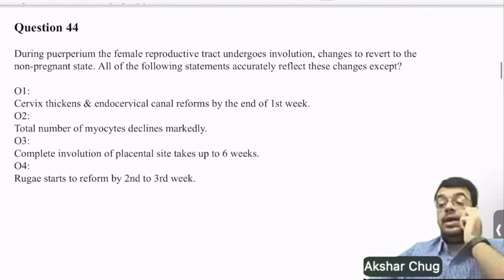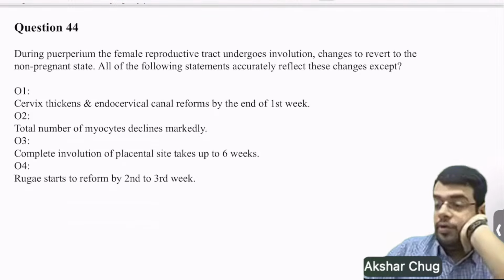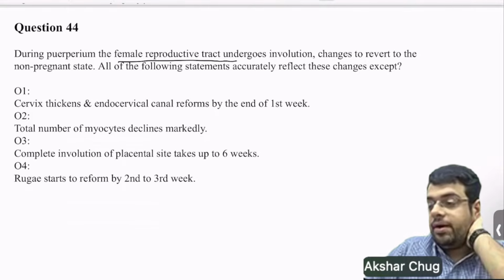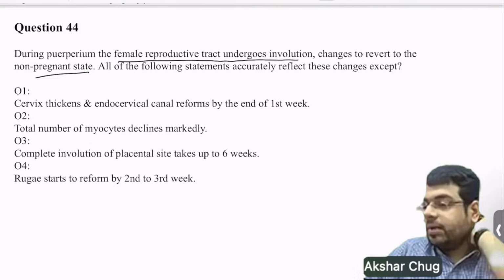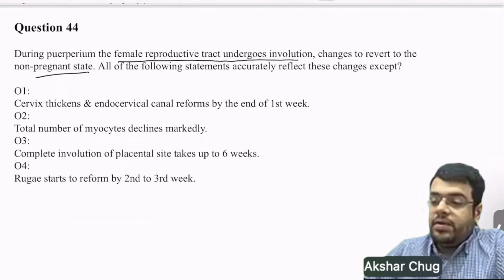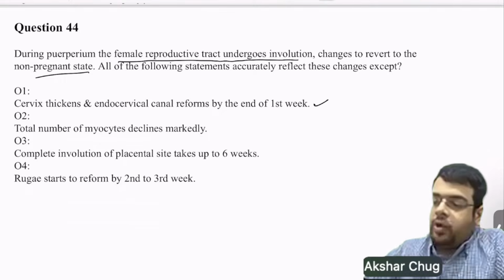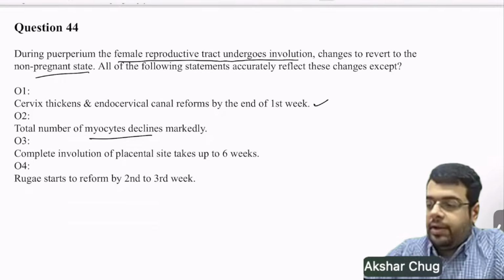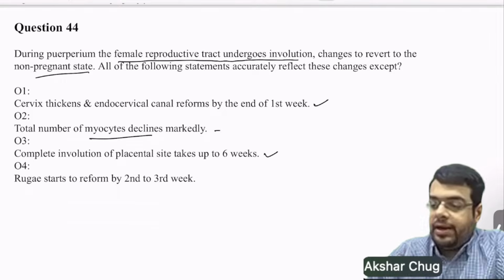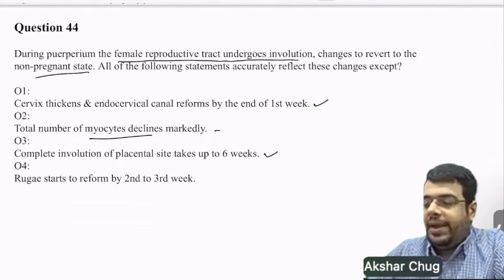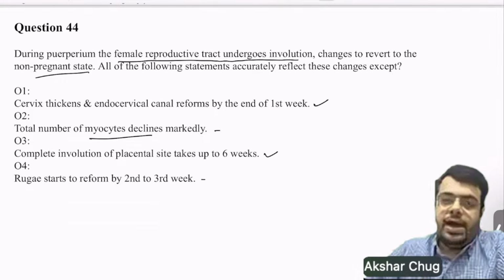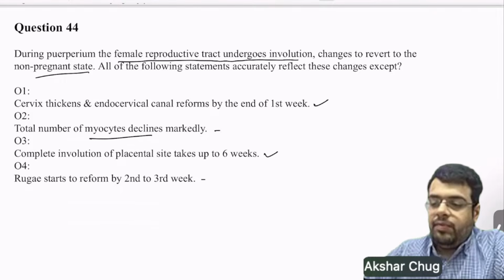Moving on to the next question. During the puerperium, the female reproductive tract undergoes involution and reverts to the non-pregnant state. All of the following statements accurately reflect these changes except. So let's read the options. Cervix thickens and endocervical canal reforms by the end of first week. Okay, that seems correct. Total number of myocytes decline. Okay. Complete involution of placenta takes up to 6 weeks. Again, this is correct. Rugae starts to reform by 2nd to 3rd week. Okay, this option I'm not sure about. So we are thinking between option 2 and option 4.